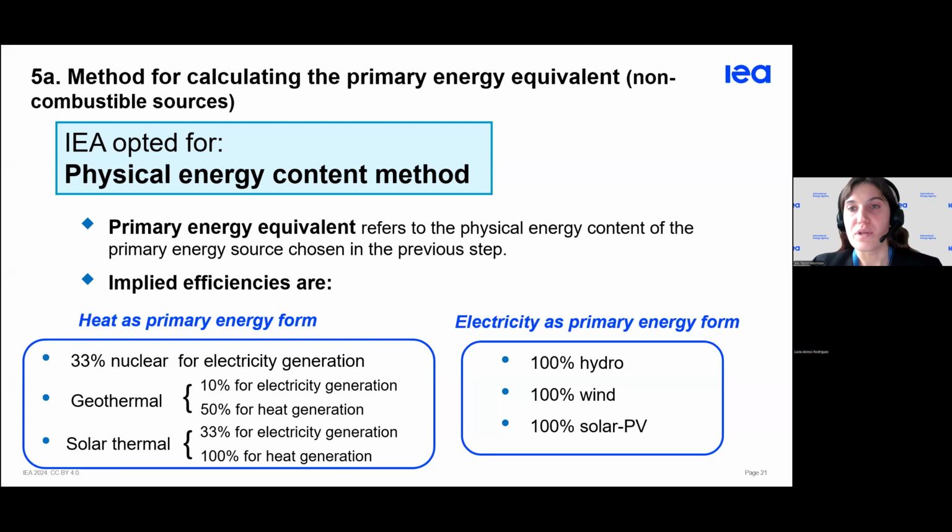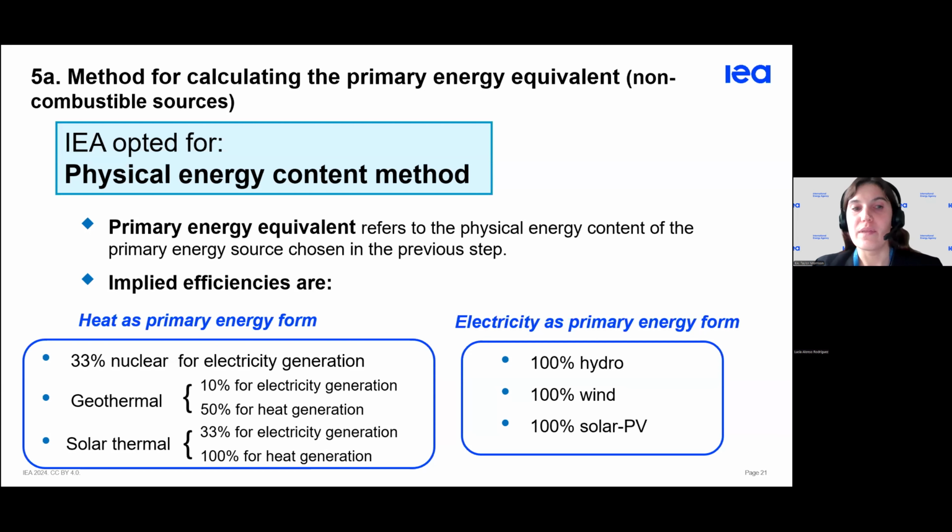So just to give an explanation, let's take the example of hydro. Your output of hydroelectric transformation is electricity. And the first usable form of energy, your primary energy form, is also electricity output from the turbines. So in order to convert from electricity to electricity, it's 100% efficiency because there are no losses there. You're going from electricity to electricity. So that's where we get that 100% implied efficiency.